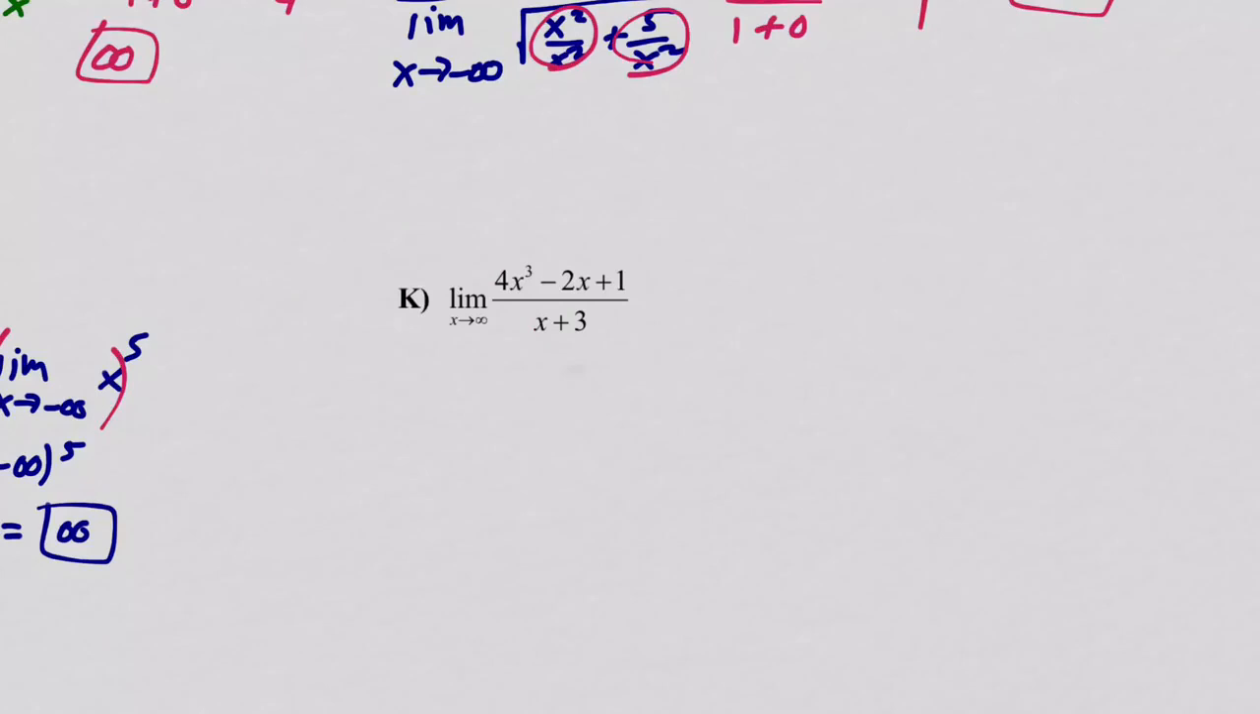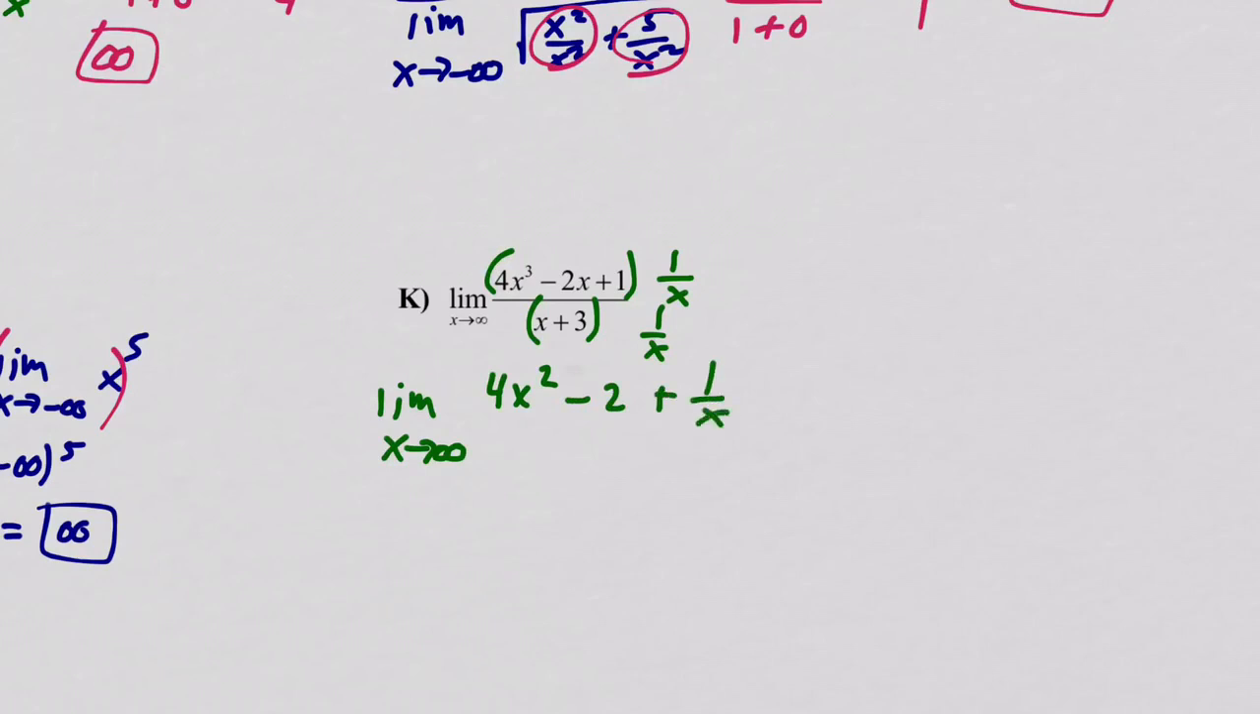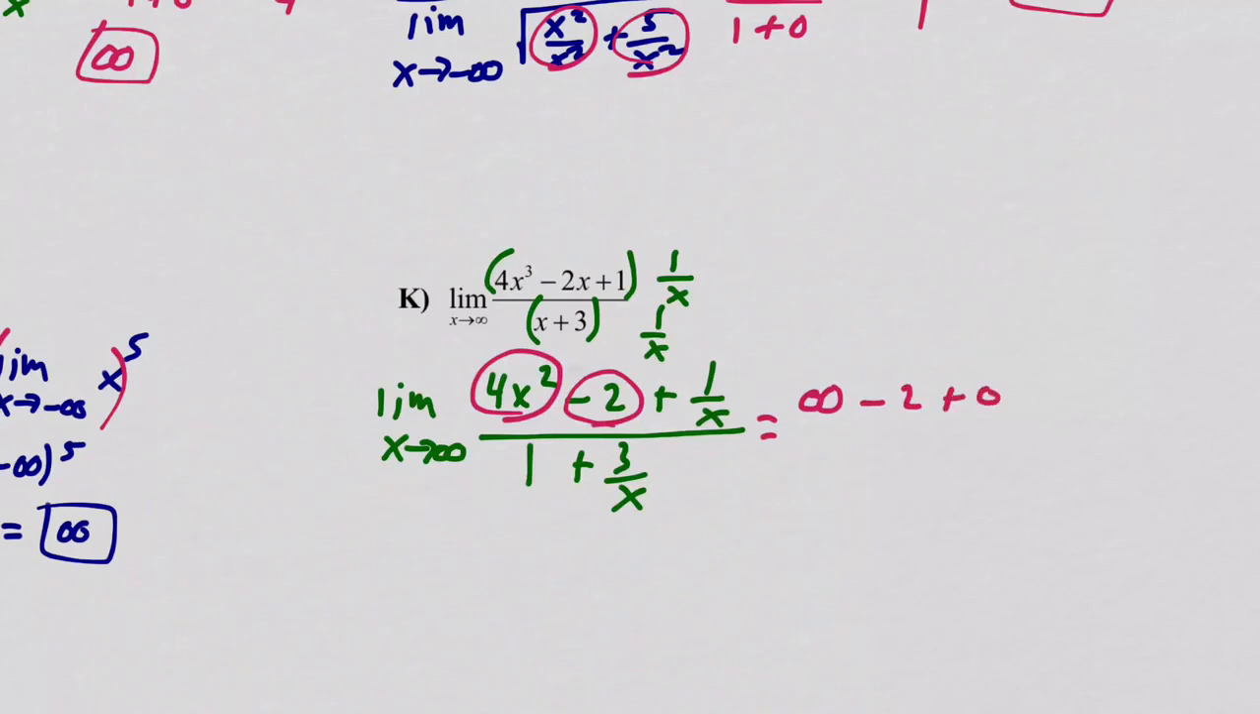Letter K, we're again going to use limit properties, so we're going to multiply all the way through by 1 over x. So we get the limit as x approaches infinity of 4x squared, subtract 2 plus 1 over x, divided by 1 plus 3 over x. So the limit as we approach positive infinity, we end up getting positive infinity for that one, 4x squared. Those numbers will end up getting bigger and bigger and bigger. Here we get minus 2, and here we get 0.